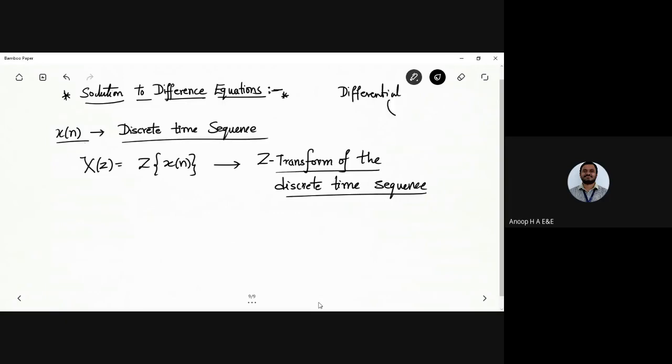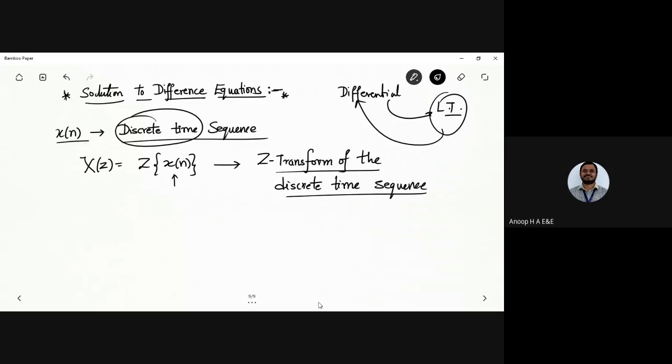So you have differential equations, and Laplace transform is a tool to solve the differential equation. Next, in case of a discrete time signal, say x of n, a discrete time sequence, when you take the Z transform of a difference equation, imagine you have a system modeled as a difference equation, and that difference equation has to be analyzed using the Z transform approach.